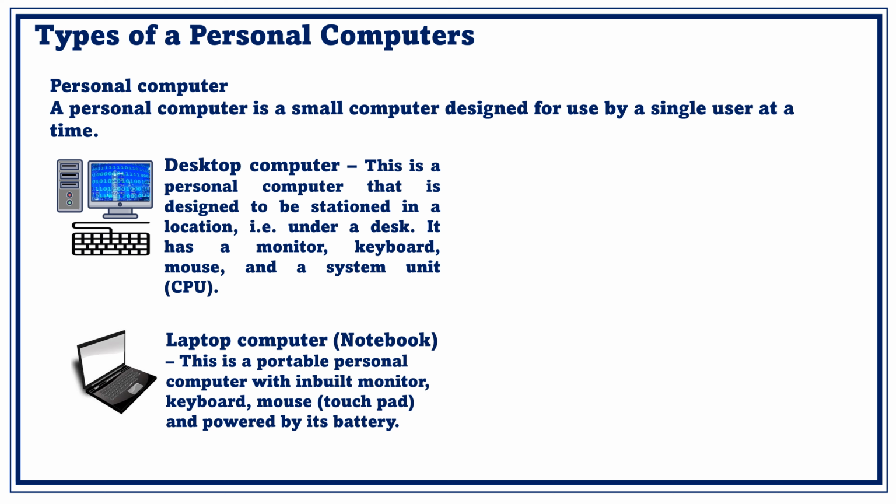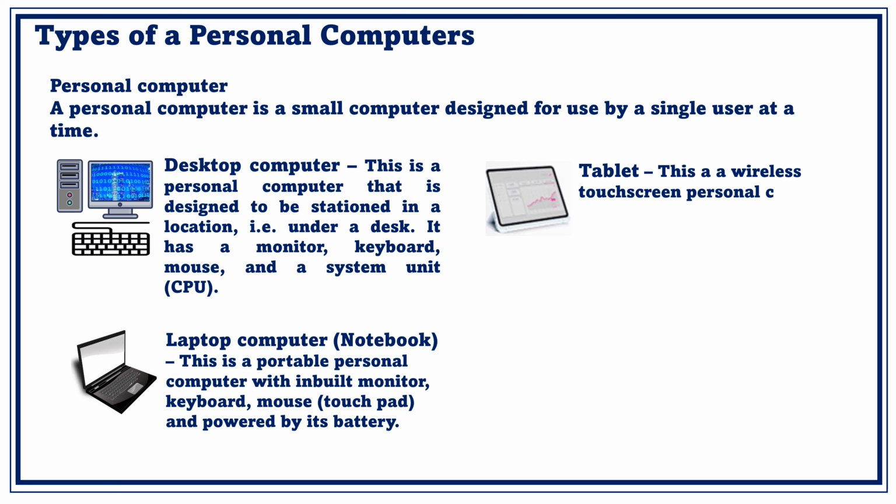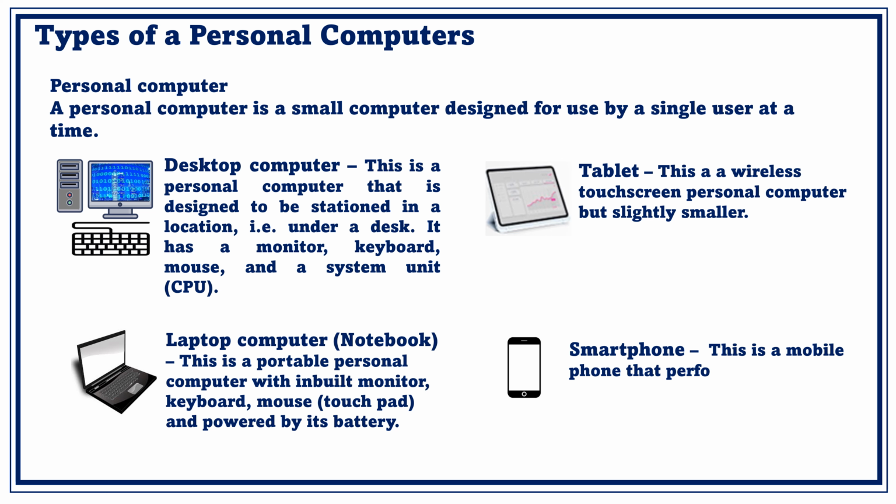We also have a tablet, which is a wireless touchscreen personal computer, slightly smaller than a laptop computer. Finally, we have the smartphone. We all know what a smartphone is, and it is a mobile phone that performs many of the functions that a personal computer does. So we look at the way the personal computer is evolving.